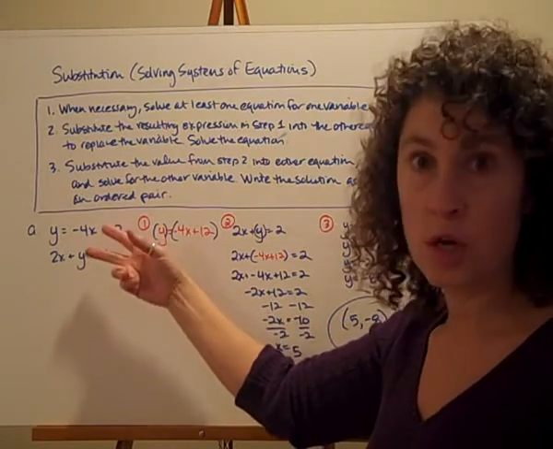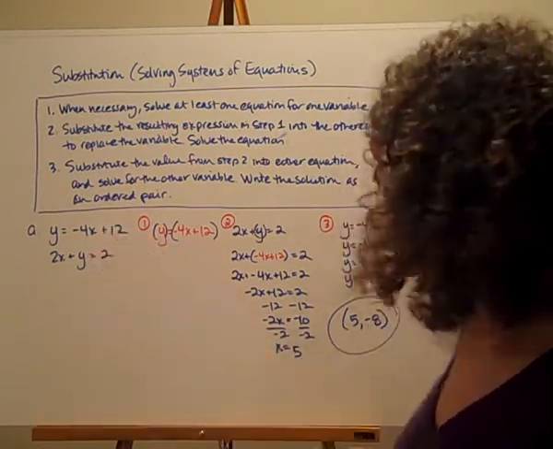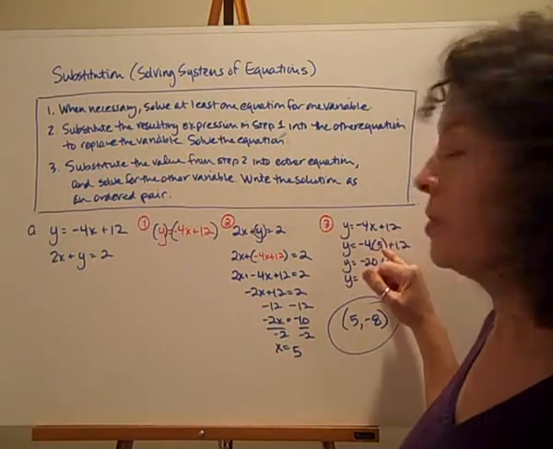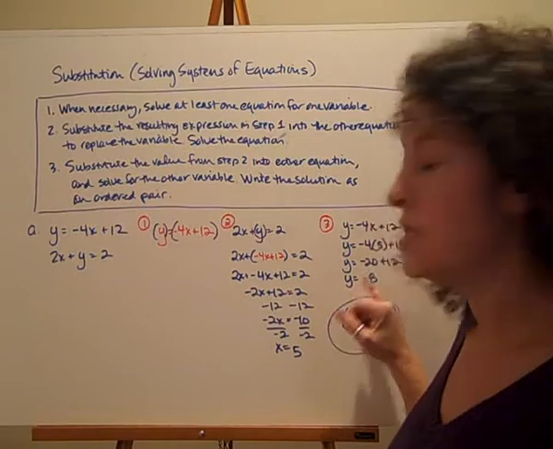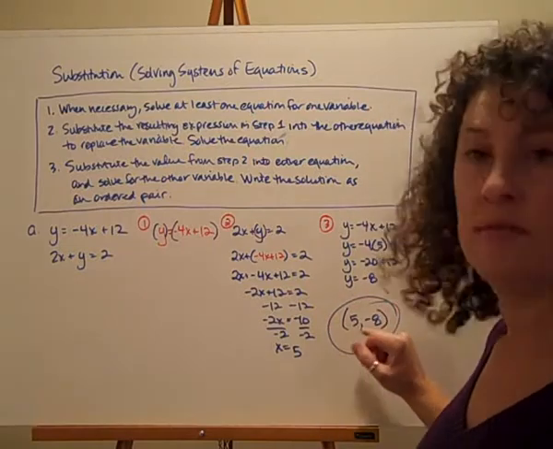In this case, this first equation is pretty friendly to use. I'm going to take x out and substitute in 5. And when I do my math, I come up with y is equal to negative 8. So my ordered pair is 5, negative 8.